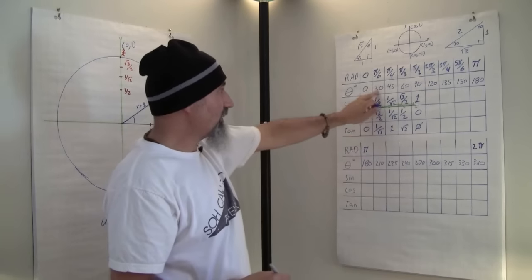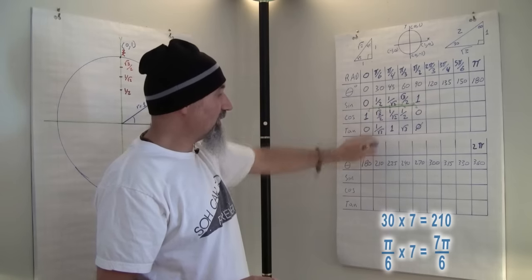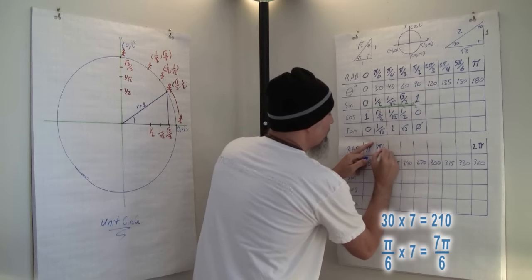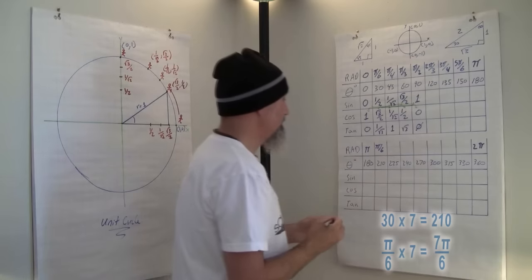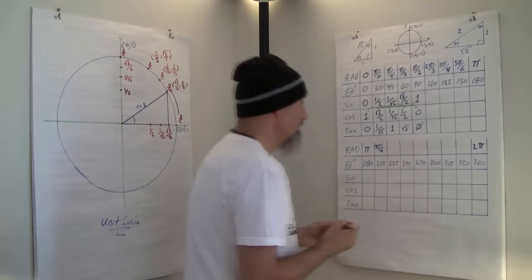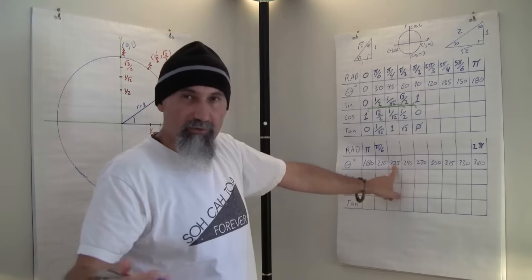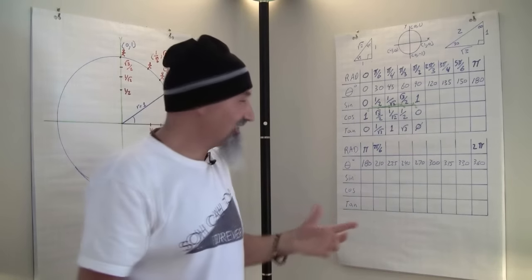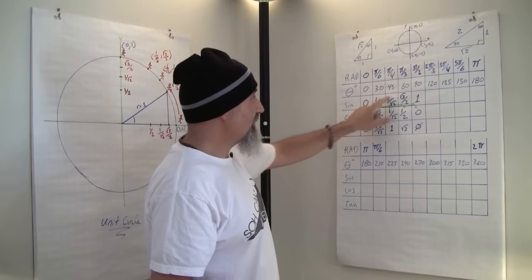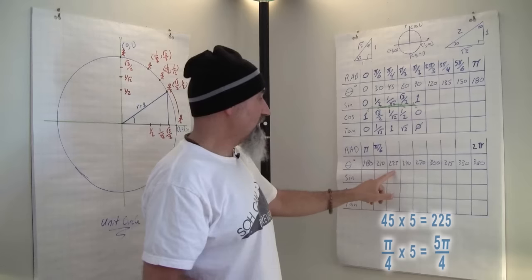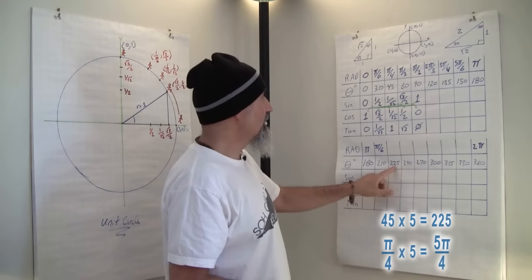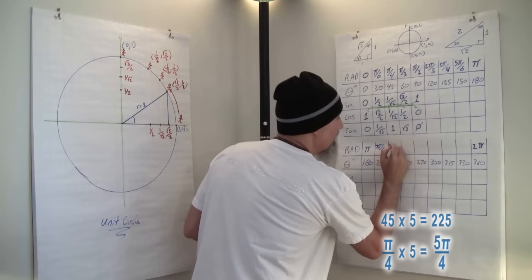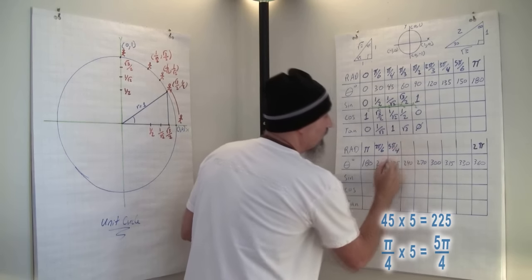210 degrees, I'm going to multiply 30 by 7, right? 3 times 7 gives me 21. So 30 times 7 gives me 210, so it's going to be 7 pi over 6, okay? 225 degrees is a multiple of 45, and I always do this for 45. I never can do it by memorization. So 45 times 1, 2, 3, 4, 5. 45 times 5 gives me 225. So 5 times pi over 4. So 5 pi over 4 is 225 degrees.